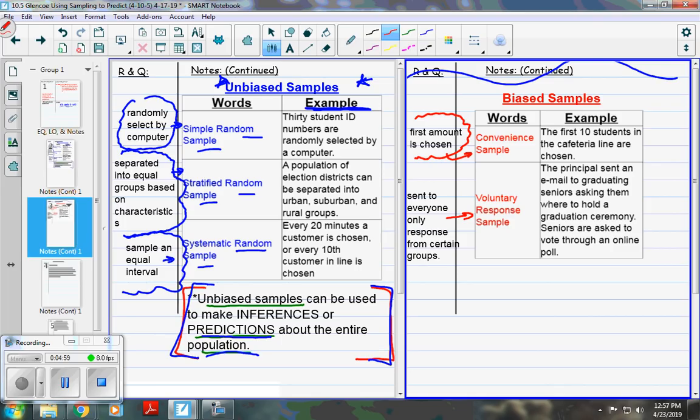That's not the same as a systematic random sample, because you conveniently just selected 10 people in front, versus somehow randomly choosing those 10 people. So that's how those two sampling techniques differ.